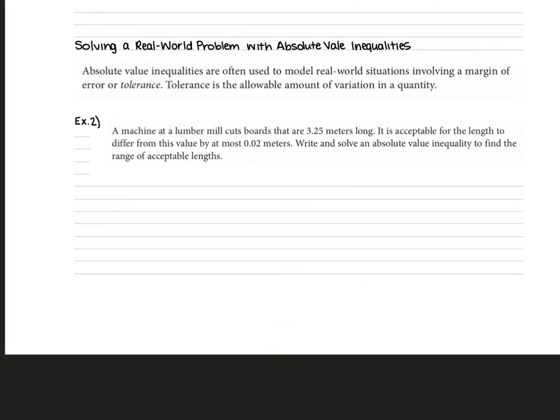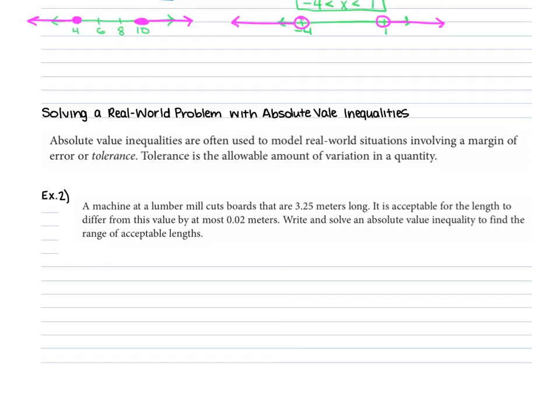For example 2, we have a machine at a lumber mill that cuts boards that are 3.25 meters long. It is acceptable for the length to differ from this value by at most 0.02 meters. Write and solve an absolute value inequality to find the range of acceptable lengths. So that absolute value inequality is going to be the absolute value of the length minus 3.25 has to be within that 0.02, so it's going to be less than or equal to 0.02.